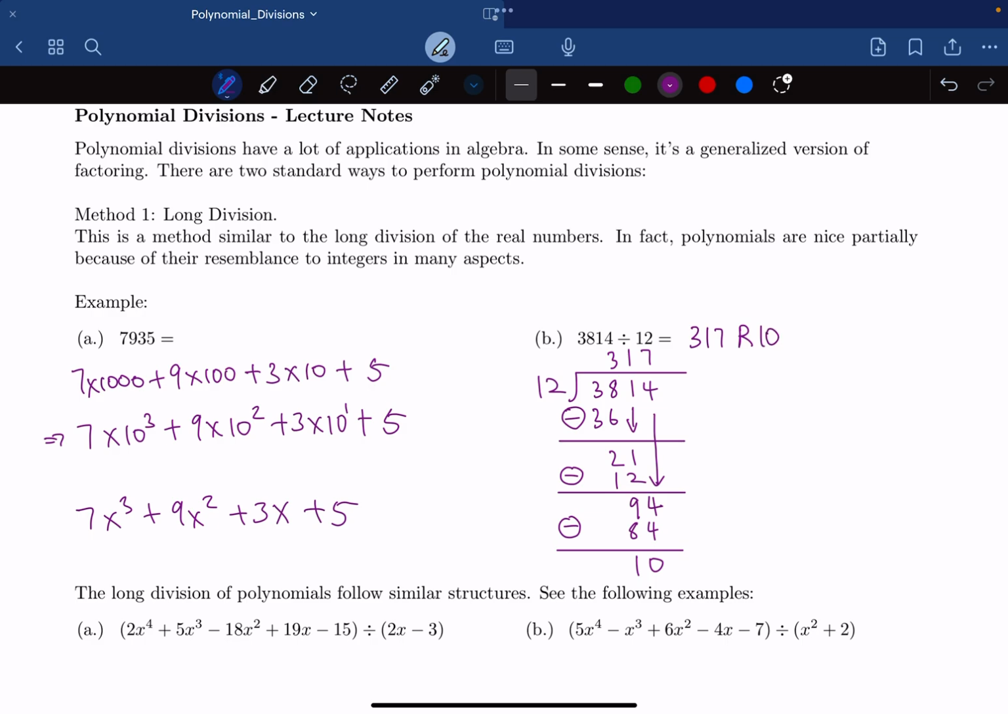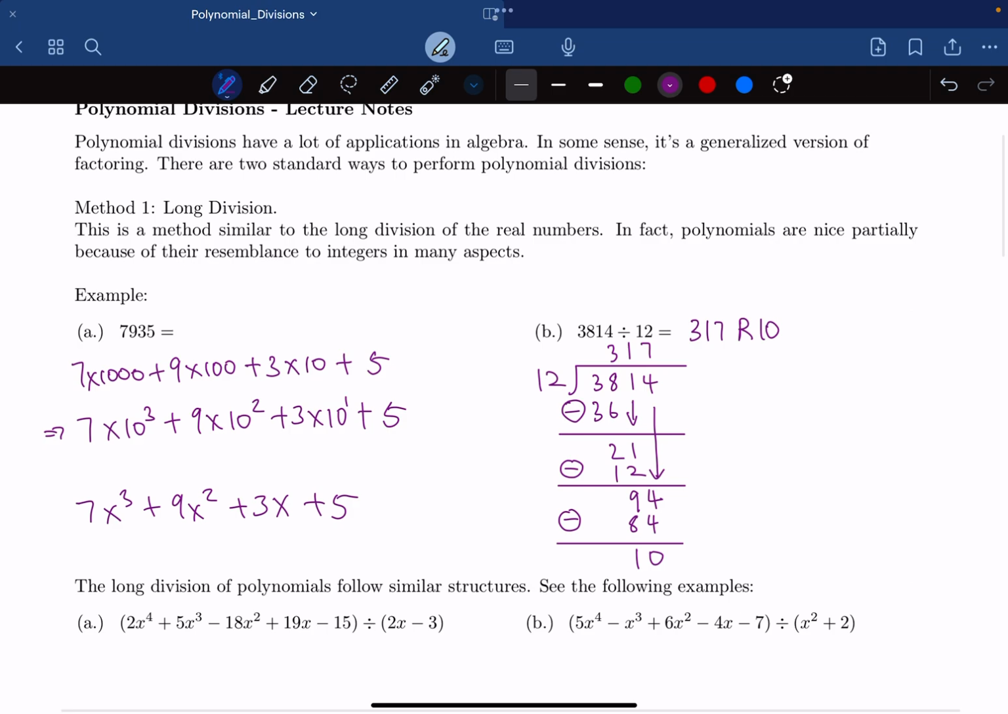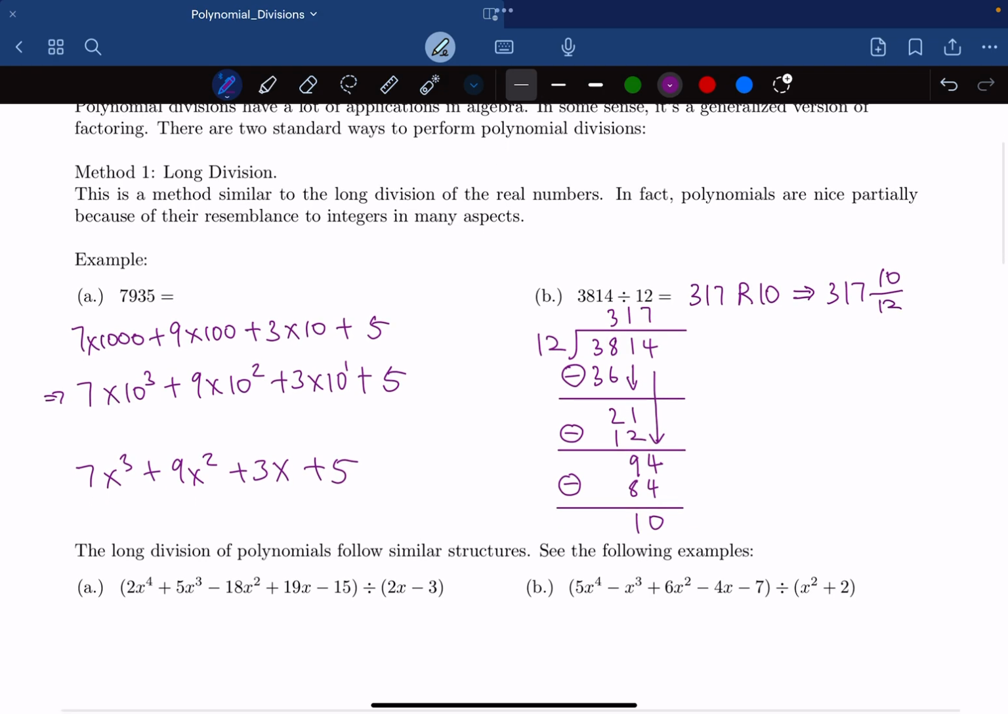But then as soon as we learn about fractions, right, we then say this is 317 and 10 over 12. We write that as a mixed fraction, but we know that's really just a lazy way of writing 317 plus 10 over 12. The over 12 part, that 12 right there, is the divisor. Okay, so this is how we're going to write remainders with long division.